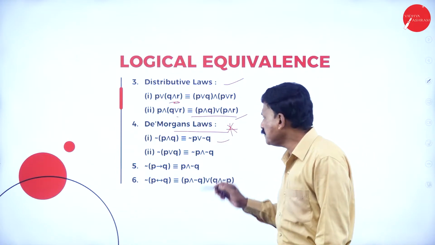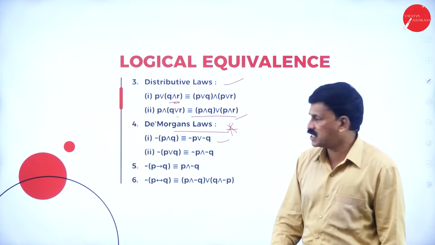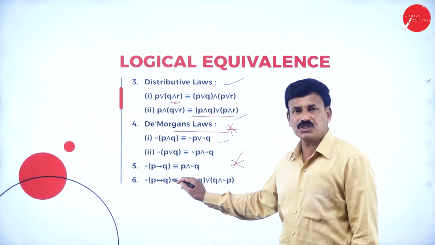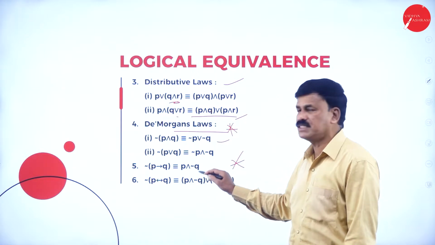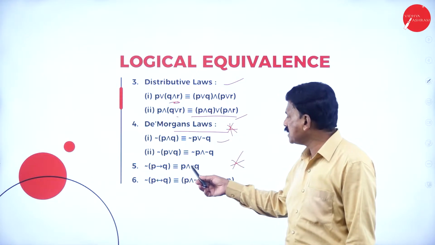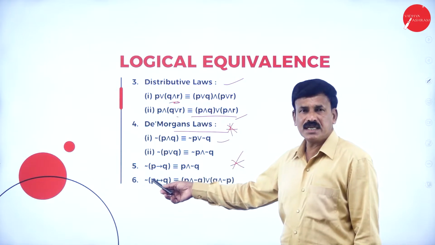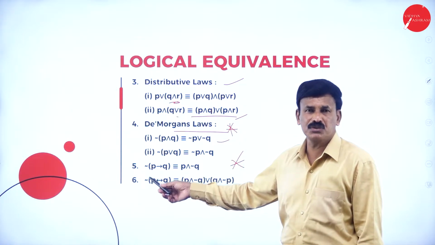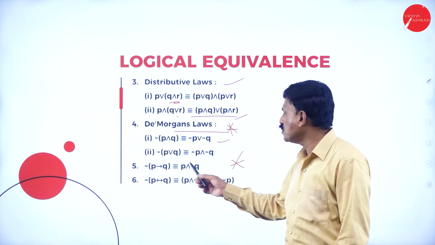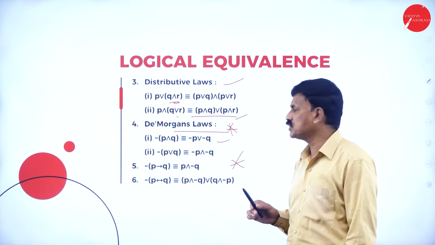Now, similarly, in case of conditional, this is also a very important property. Negation of P conditional to Q is logically equivalent to P conjunction negation Q.